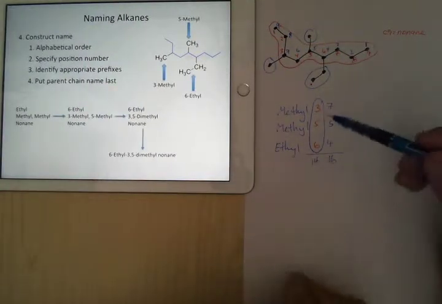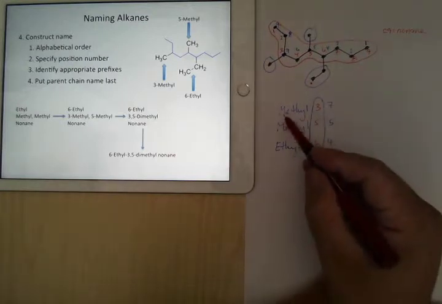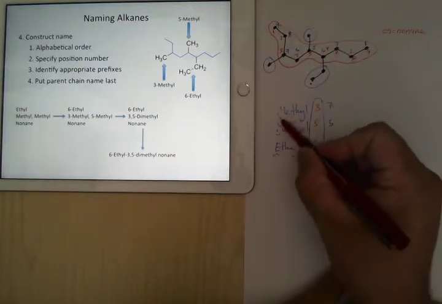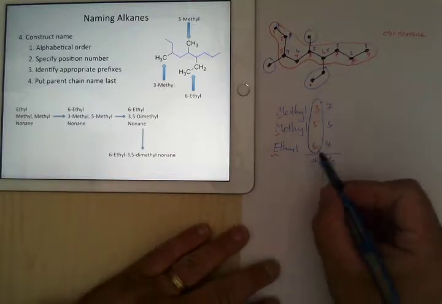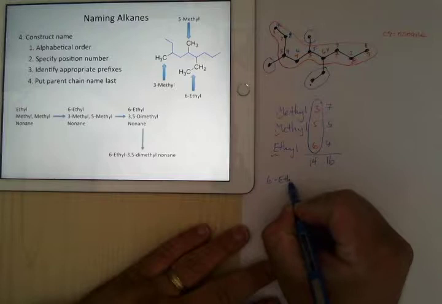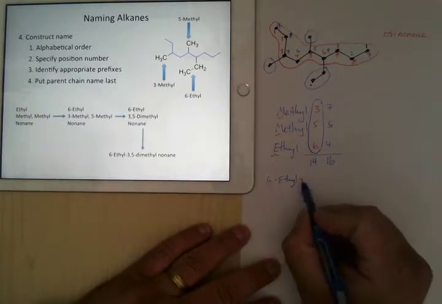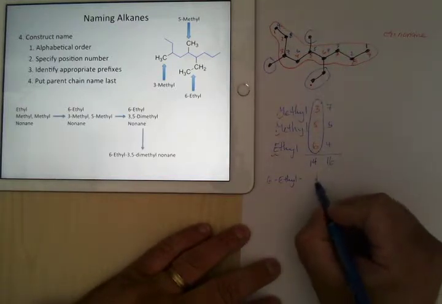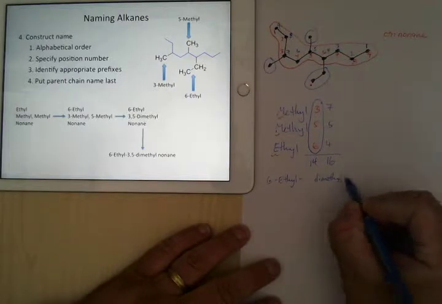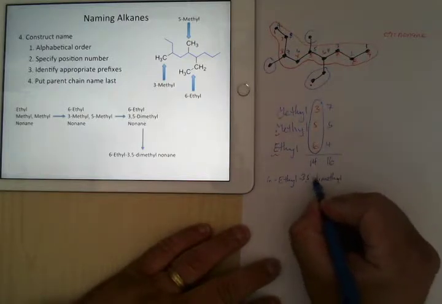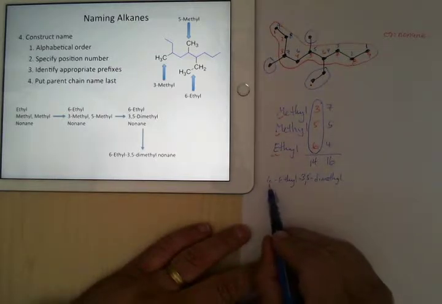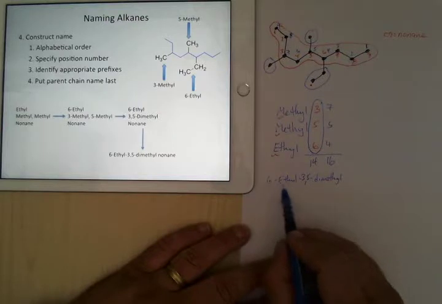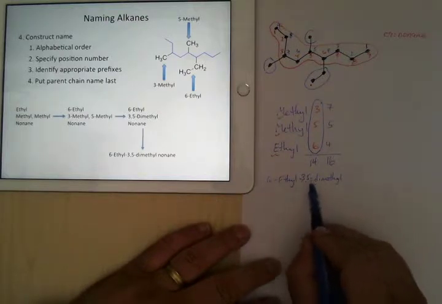Next, we're going to alphabetize these. So ethyl comes before methyl, so we list this as 6-ethyl. Now we have 2 of them, so it's going to need to be dimethyl, but we'll put the numbers out front, so 3,5. Notice how you put a dash anytime there's a number next to a letter, and a comma between numbers.